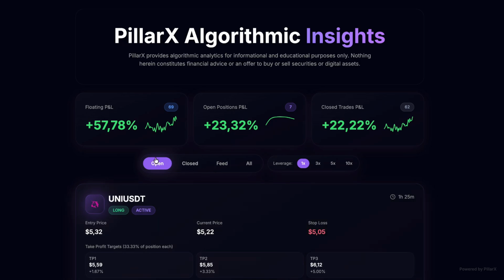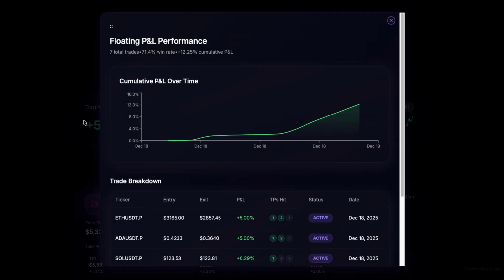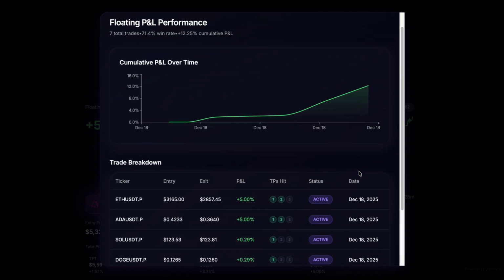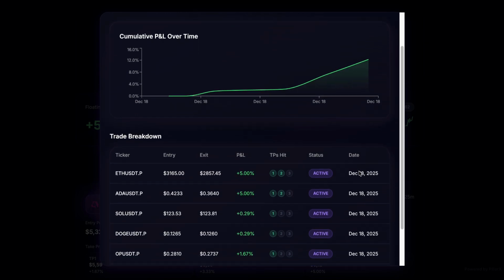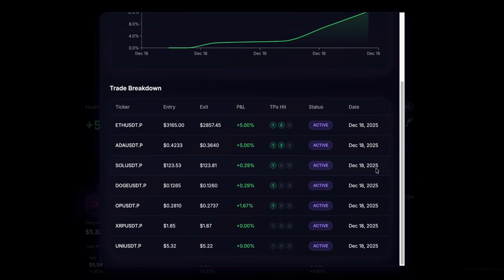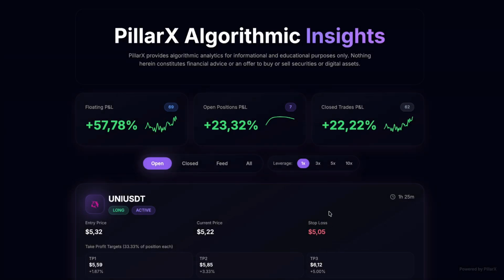Understanding profit and loss. Floating P&L represents the system's current overall performance. It includes both realized P&L from closed portions of trades and unrealized P&L from open positions. This shows where performance stands right now.